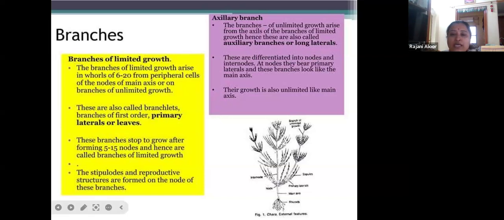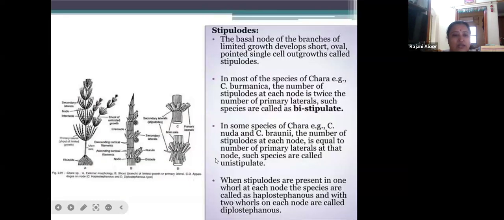Where the node parts are there, this one also has nodes and internodes, and the nodes bear the primary laterals. These are called the axillary branches of unlimited growth. You can observe the primary laterals present, and these branches look like the main axis. Their growth is also called unlimited growth, like the main axis. This is called the branches of unlimited growth.